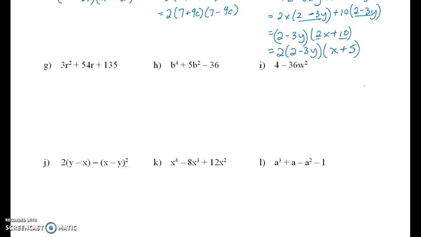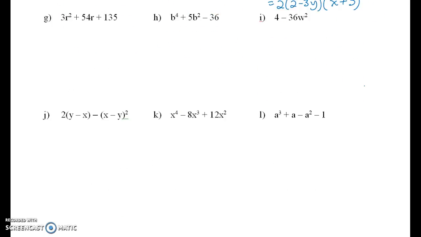Letter G. 3 terms, and we have a leading coefficient of 3, so we have a GCF, which can be taken out, being careful to divide properly and get the right amounts. We need factors of 45 that are going to add to give 18. So that's going to be 15 and 3. The signs are the same. They're both positives.